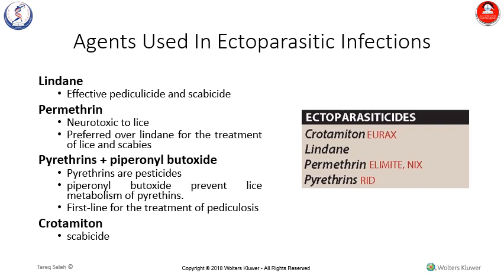Permethrin is a synthetic pyrethroid that is neurotoxic to lice and is effective in 5% concentrations by prescription to treat scabies. Permethrin is preferred over lindane for the treatment of lice and scabies, since lindane can also cause neurotoxicity. Note that oral ivermectin is an alternative treatment for lice and scabies.